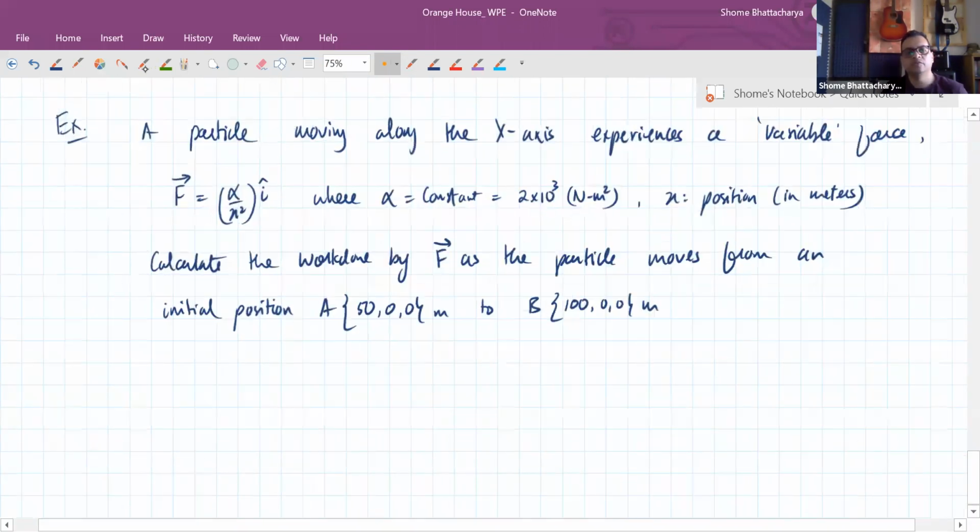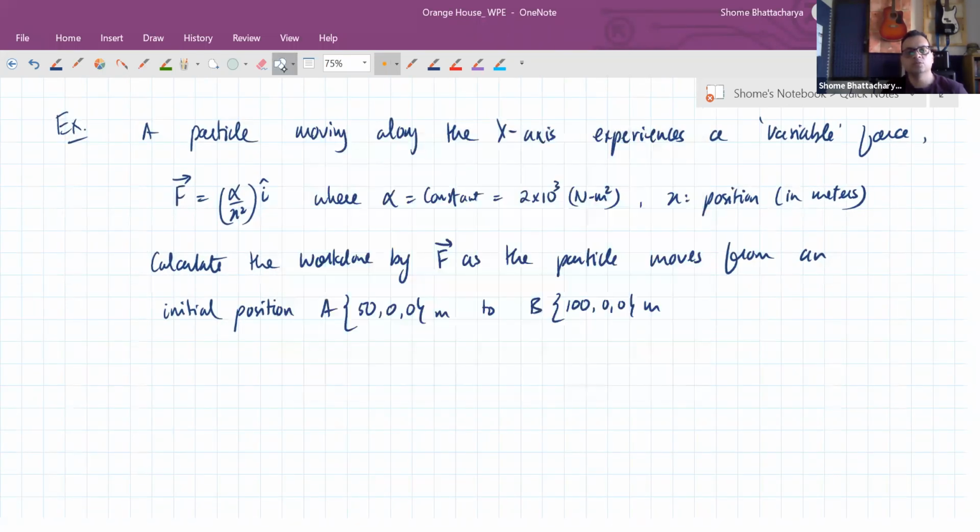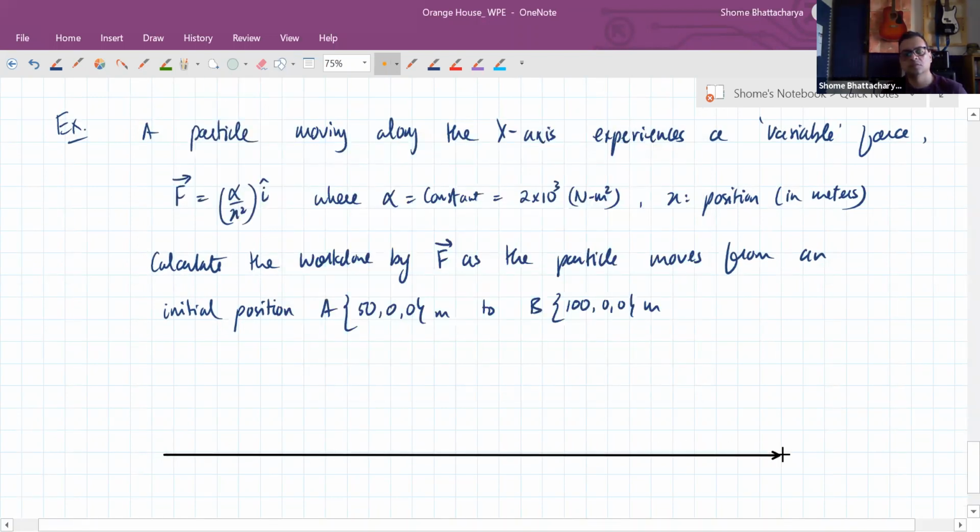Okay. So if we visualize this problem, what is happening here exactly? My body is moving along the x-axis. So first of all, it's easier because it's a one-dimensional problem. So let us say this is the point A, which is at x equal to 50. Let's call this x1. And this is the point B, which is at, let's call this x2 equal to 100. X is in meters.